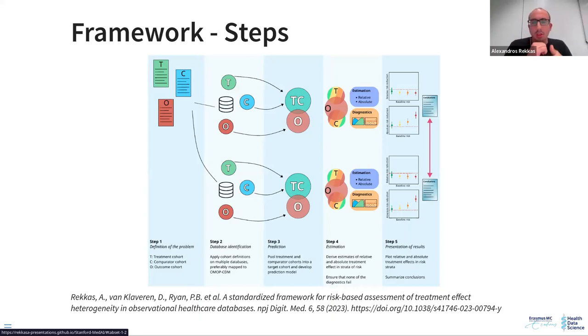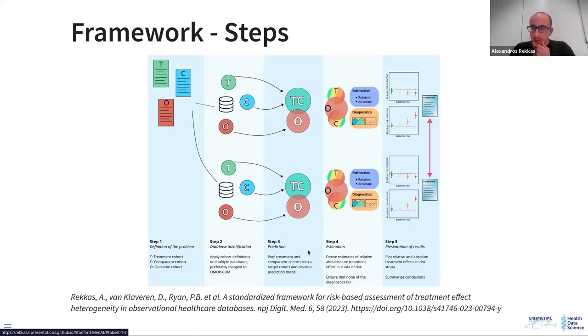So these three cohorts that we need to define are a treatment cohort, a comparator cohort, and one or more outcome cohorts. And then in the second step, we need to identify the database that we're going to use. This can be any database now mapped to the OMOP common data model, because that's where we're targeting our approaches. And when we have this database, then we can use our cohort definitions because they are all mapped to the OMOP common data model now. And then we can extract these cohorts, like the treatment, the comparator, and the outcome cohorts.